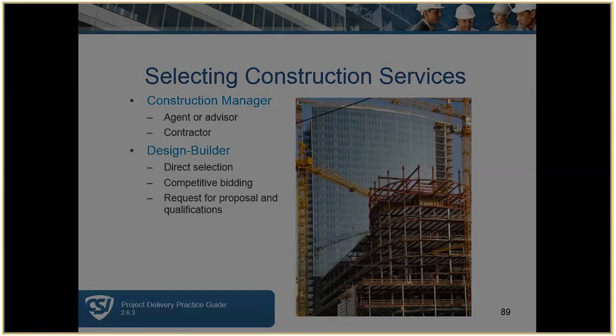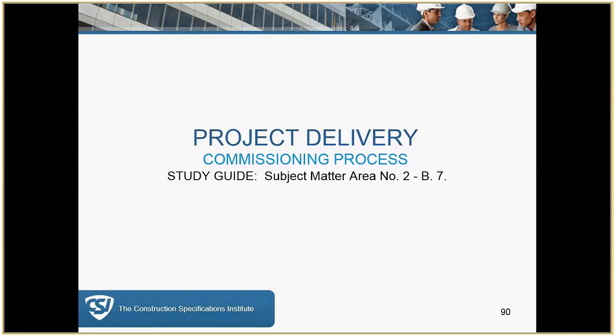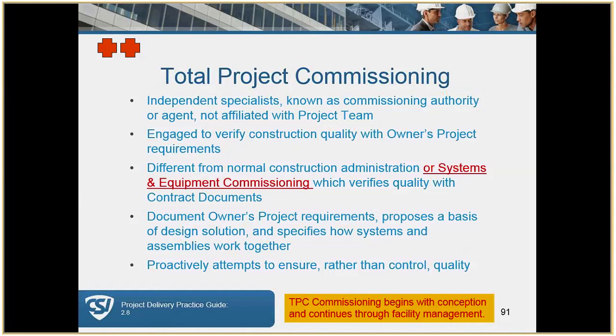And commissioning, this is something that you will want to review in your study guide. Total project commissioning. There are a lot of different types of commissioning. Most times what you see are systems and equipment commissioning, which mainly in the past has been test and balance. Now total project commissioning begins with conception and continues through facility management. And again, that facility management life cycle at the end of the building begins the new life of the building, whatever that might be. So again, the key thing here is it begins with conception.